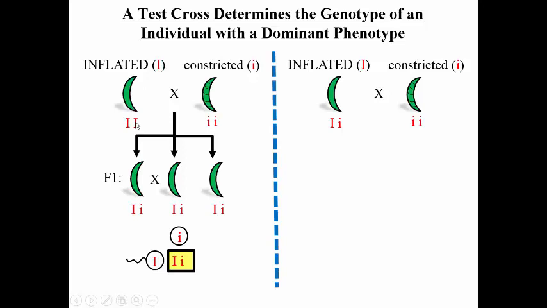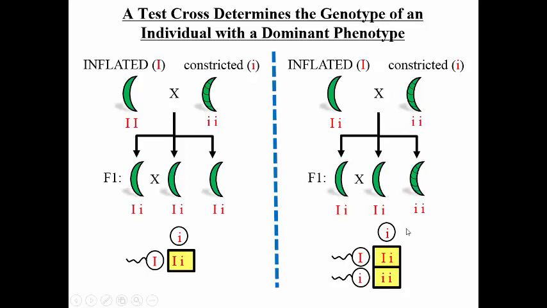On the other hand, if you have this cross, here's how the cross would work. Here's the possible sperm, big I or little i. There's some diversity. Again, the other organism can only give a little i. If we do those Punnett squares, you could see that what we're getting is big I, little i, or little i, little i. So half the organisms will be inflated, but the other half will be constricted. And if that happens, it'll be a situation like this.